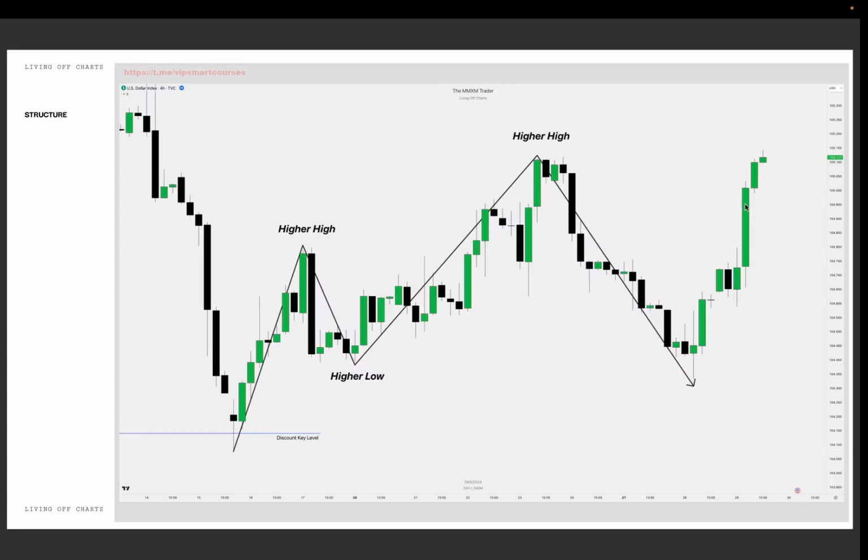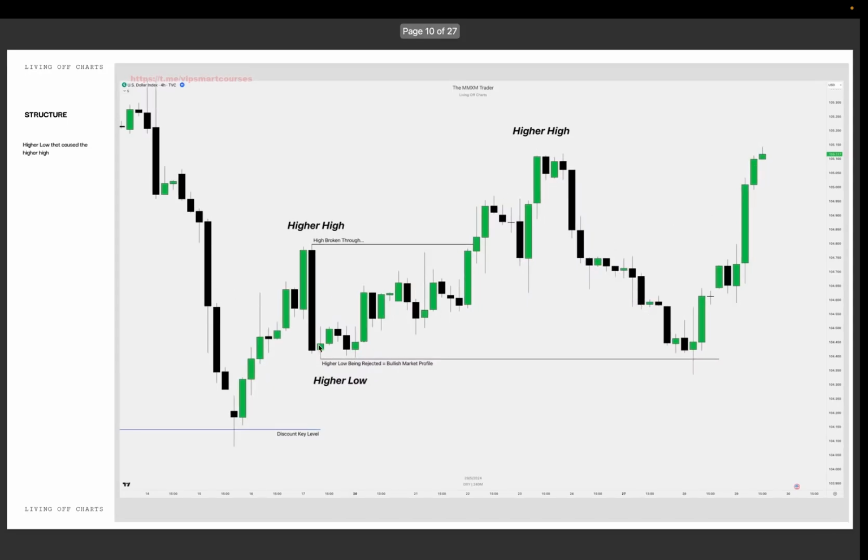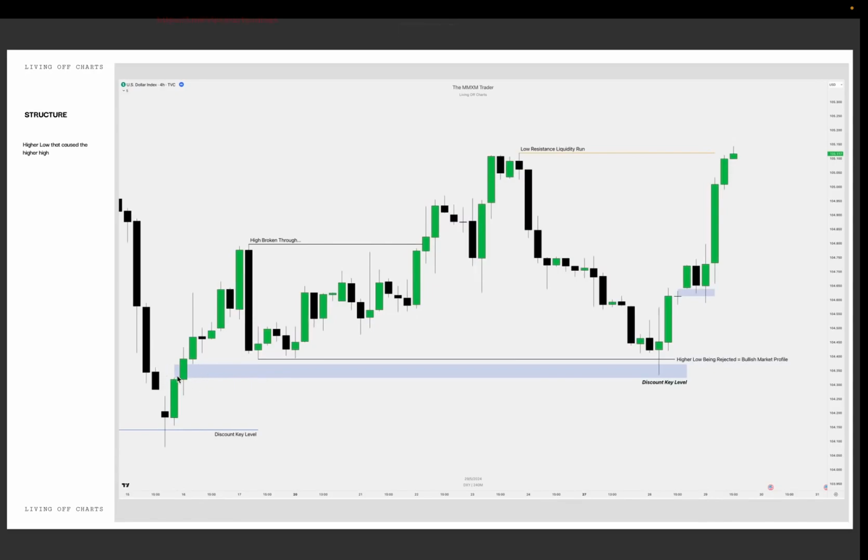Then look at the price swing here. Okay, and we'll annotate some more here. Higher low being rejected here, bullish market profile, and a key level right here. So the higher low is where the stops are. They trigger all of this, and then they run the market to this specific high extremely fast and volatile. So this is how you catch those really fast, snappy, low resistance liquidity run moves. It's with this specific signature.